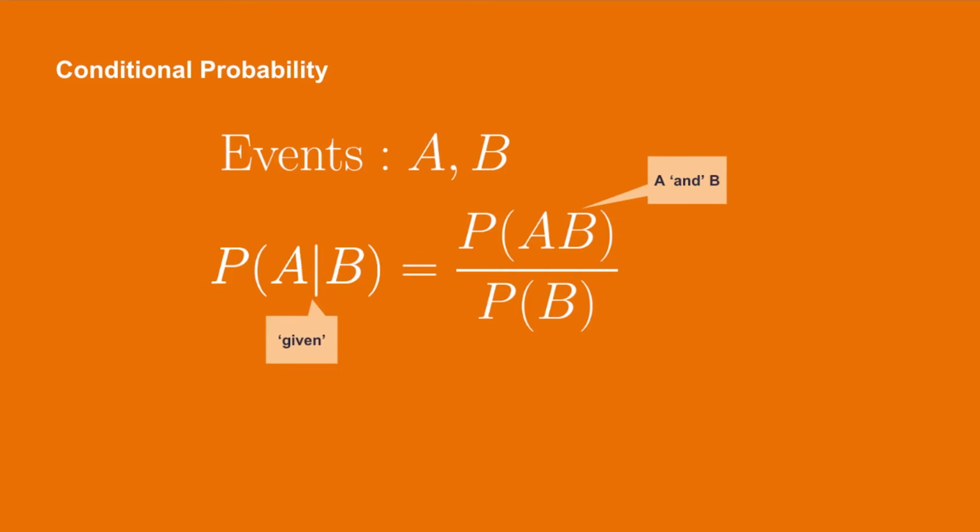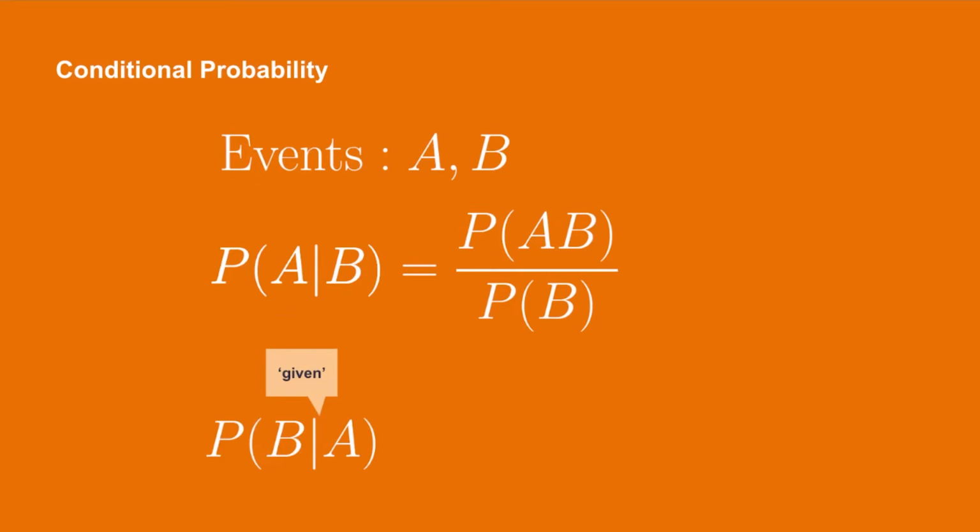Importantly, we can also reverse this formula. That is, we can say that the probability of B occurring, given that A occurs, is equal to the probability that A and B occur divided by the probability of A occurring. Notice how, in both of these equations, the conditional event, i.e. the given event, is in the denominator. Let's see how this applies to our park example.